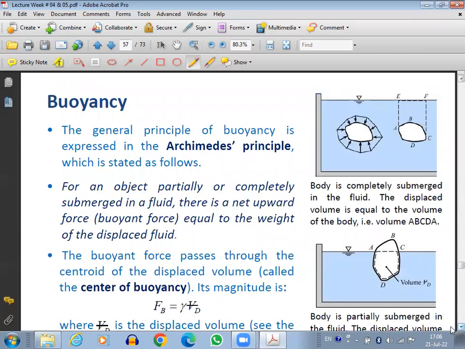Okay, so let's move over to the next topic, which is buoyancy. Again, buoyancy is something which you have studied before, I think in the undergrad level as well. I mean, before, during your matric or intermediate, you have studied. So buoyancy is based on Archimedes principle. Now, Archimedes principle is what?